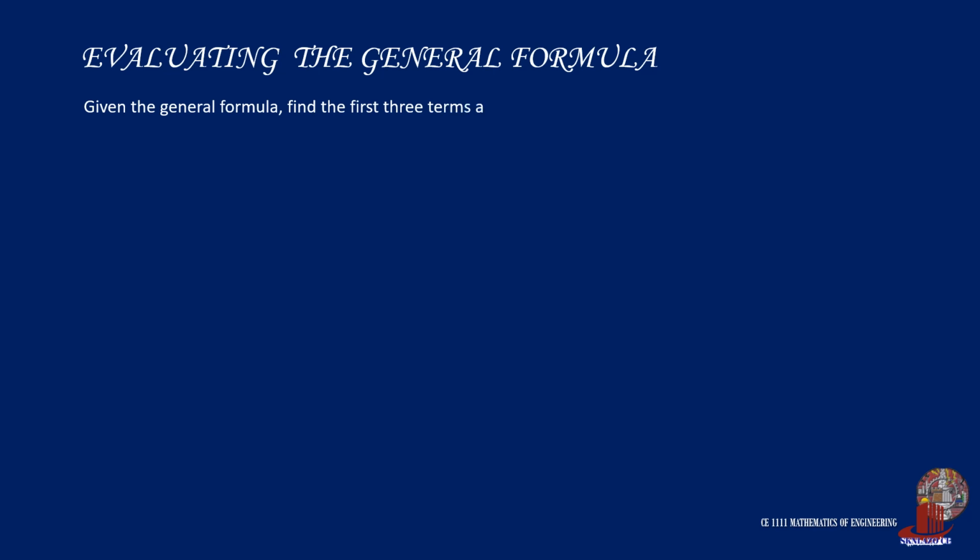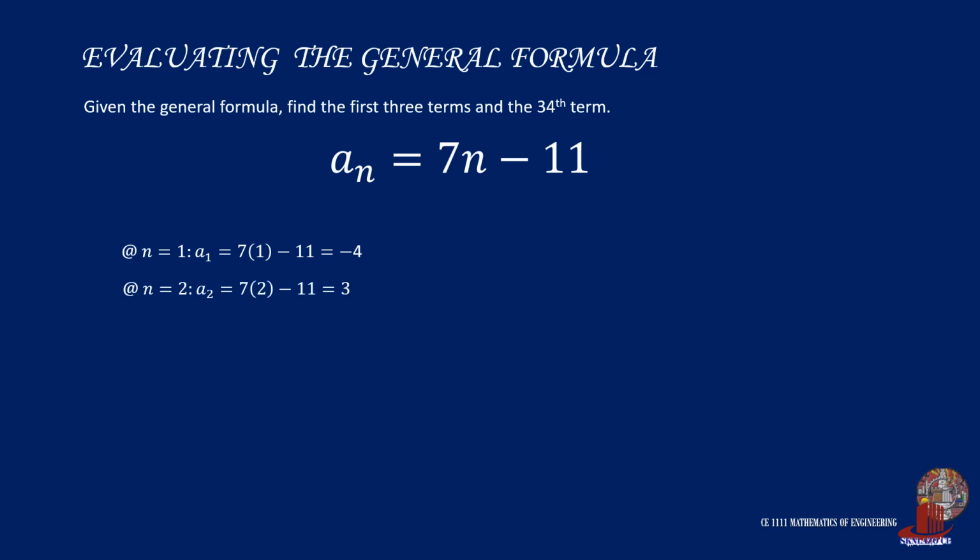Evaluating the general term is much simpler, as one only needs to substitute the values of n. For the first example, given the rule a sub n is equal to 7n minus 11, the first 3 terms and the 34th term are required. So start with n equal to 1. So a1 is 7 times 1 minus 11, or that is -4. At n equal to 2, a2 is 7 times 2 minus 11, which is +3. And with n equal to 3, a3 is 7 times 3 minus 11, simplified as 10.